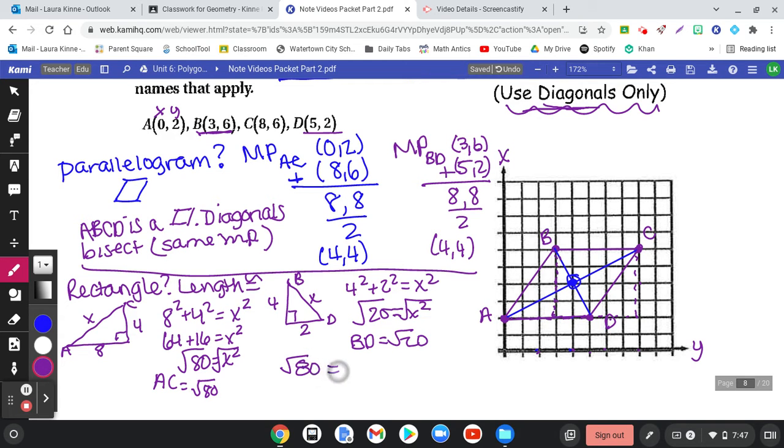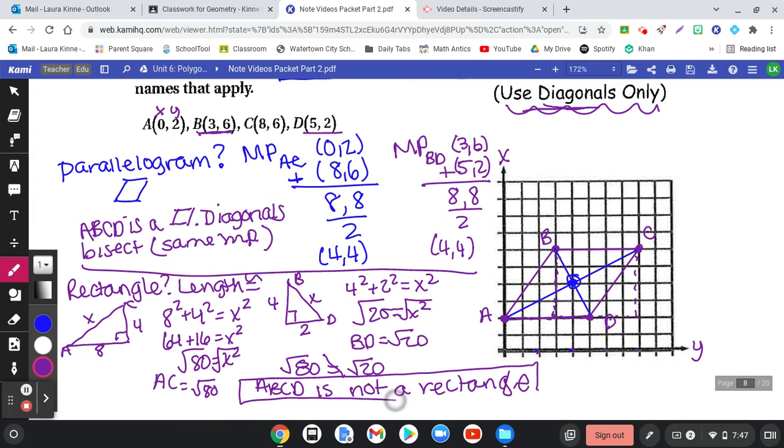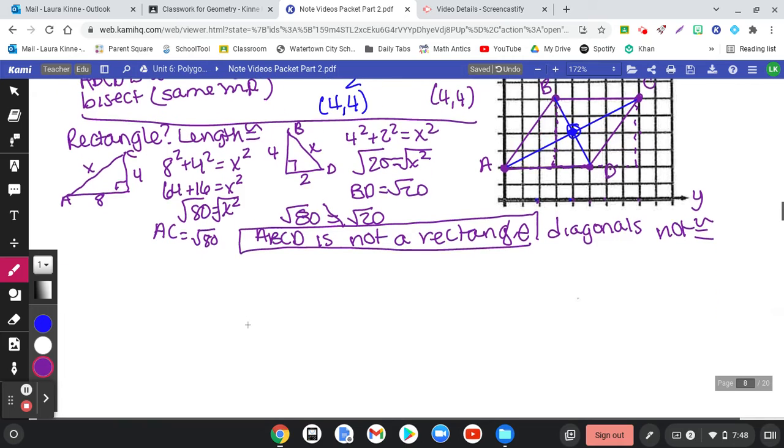Since the square root of 80 does not equal the square root of 20, they're not congruent, so ABCD is not a rectangle. And the diagonals are not congruent. Okay. Run out of space. These are kind of long.